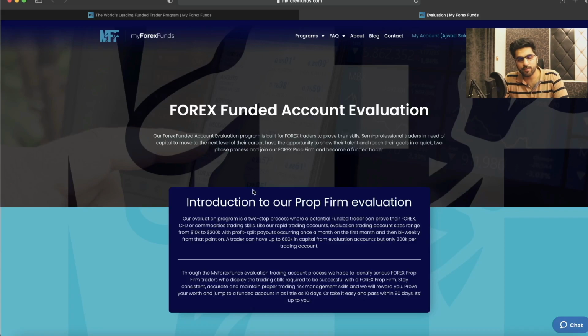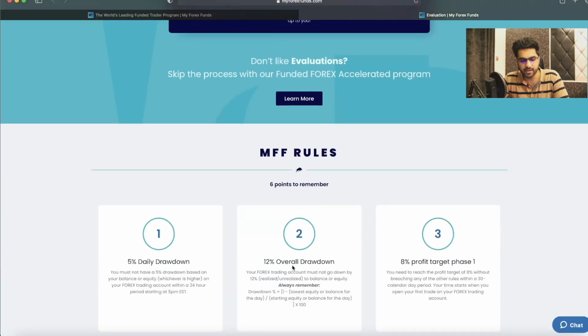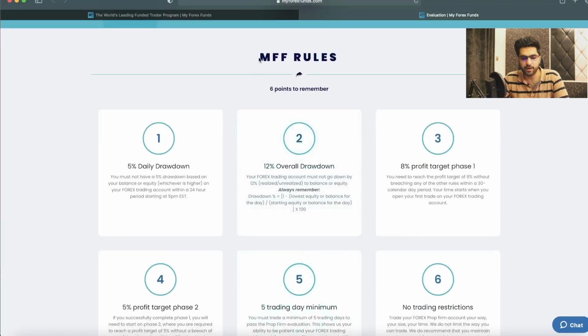So they have all the information that you need to know on this page. But the main thing is these 6 points to remember. My Forex Funds rules: they have a 5% daily drawdown, then a 12% overall drawdown. Their phase 1 target is only 8%, that you have to make 8% without violating the 5% daily drawdown and 12% overall drawdown in just 30 days. And then there is a 5% profit target in phase 2 of the challenge, in which you will have to make 5% without violating the 5% daily drawdown and 12% overall drawdown in 60 days. So 8% for phase 1 and then 5% for phase 2.